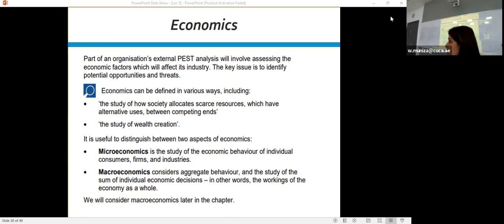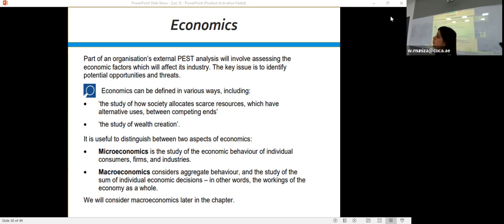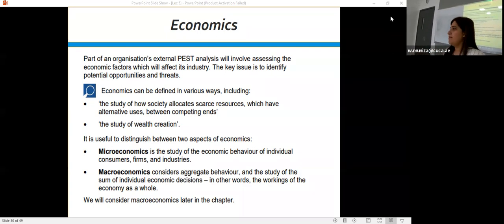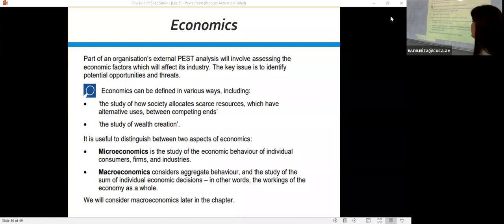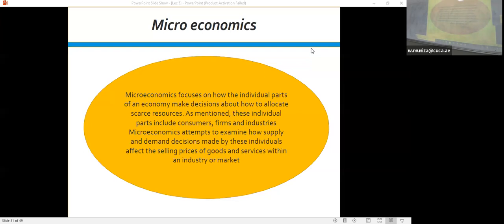So in microeconomics, we are going to learn about the responses of individuals or organizations on different matters related to money. In macroeconomics, we are going to understand the behavior of individuals and organizations in an aggregated manner. Individually, they will be responding to money and money-related factors, but in aggregation, how are they behaving in certain situations? We are going to understand that in macroeconomics. We will consider macroeconomics later in the chapter, as I have told you. Now, students, let's read about microeconomics.